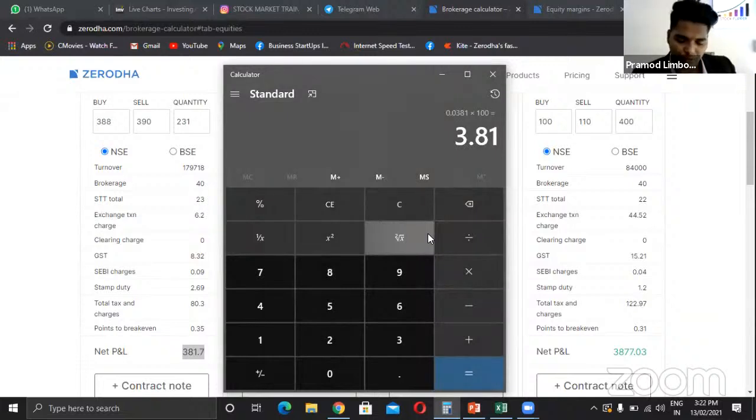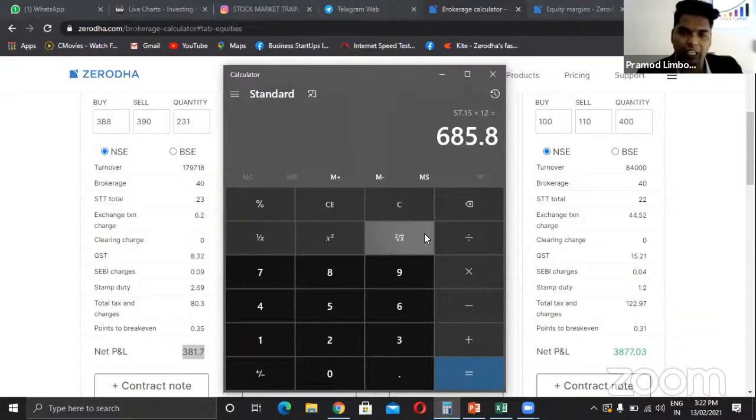Traders, if you take one trade per day and do this for 20 trading days, in a month you will get on average 16 to 20 trading days. Let's suppose you got 15 trading days. How much return are you getting? 57%. And in a year, how much return are you getting? Around 685% return, traders. This is the power of intraday.